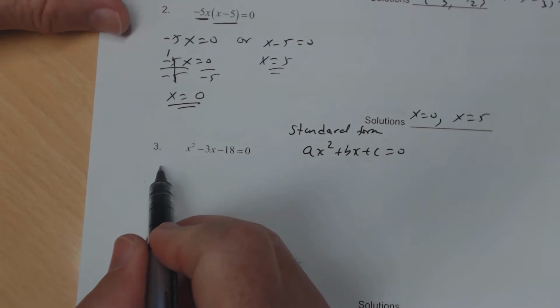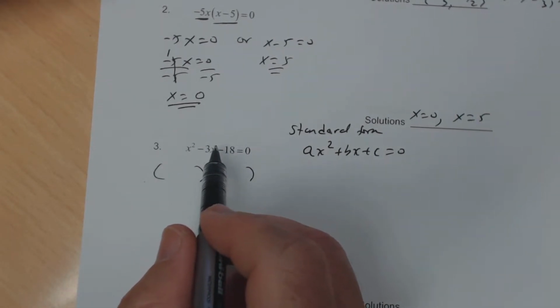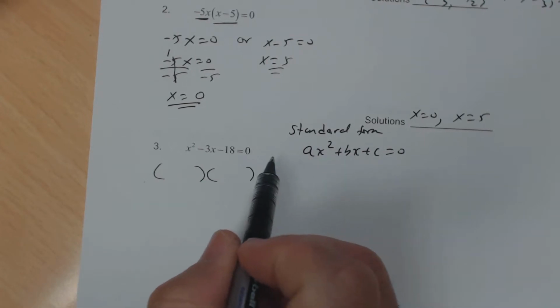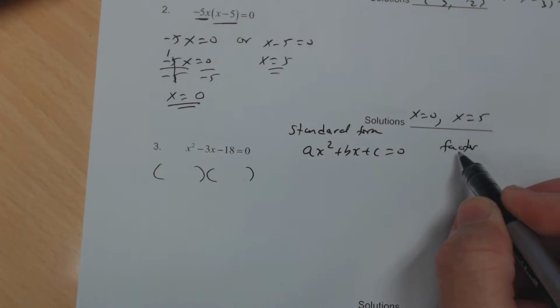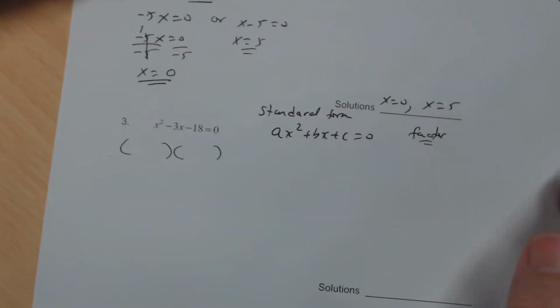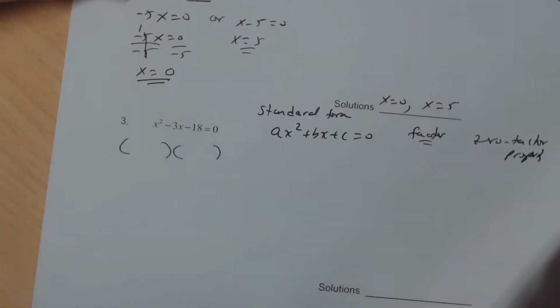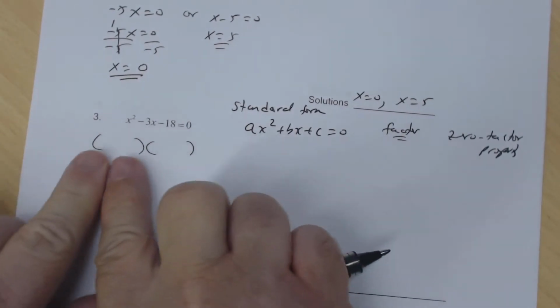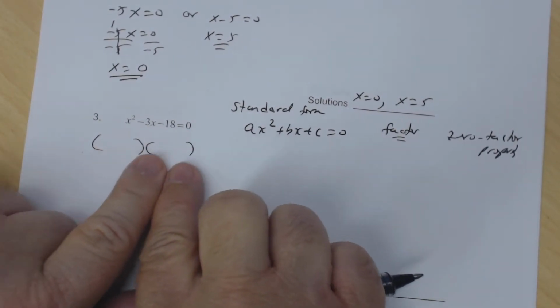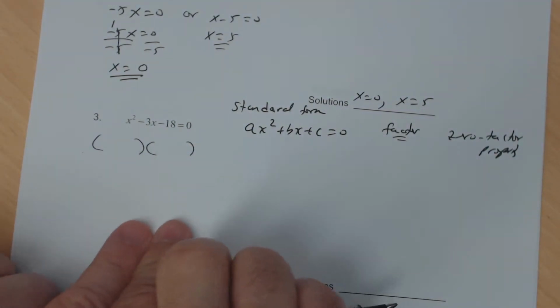Alright, so I'm going to go ahead and factor. So the next step is to factor. Once it's in standard form, then you're going to factor. Once you factor, then you're going to use the zero factor property. So that's going to be your steps. You're going to make sure it's in standard form. Once it's in standard form, which it is, you're going to factor. And then once you factor, you're going to use the zero factor property.